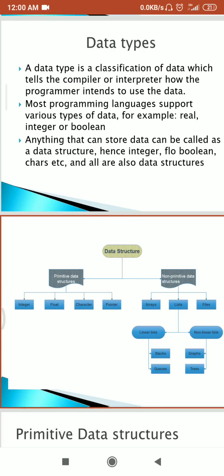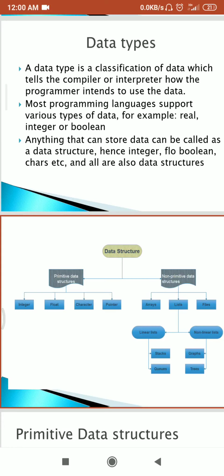So what is a data type? It is a classification of data. We can classify data. It might be numerical, float, character, double, or string. This classification of data tells the compiler what kind of data we are going to use.